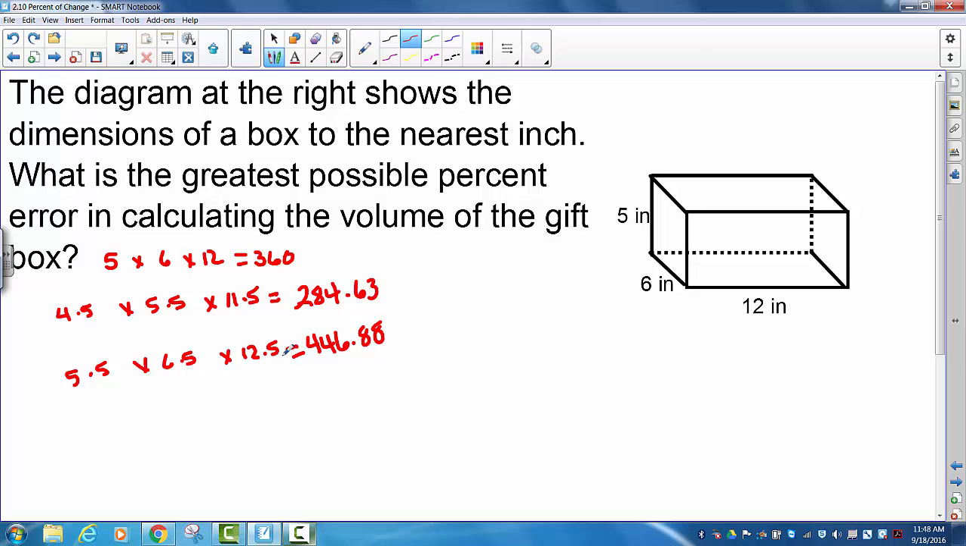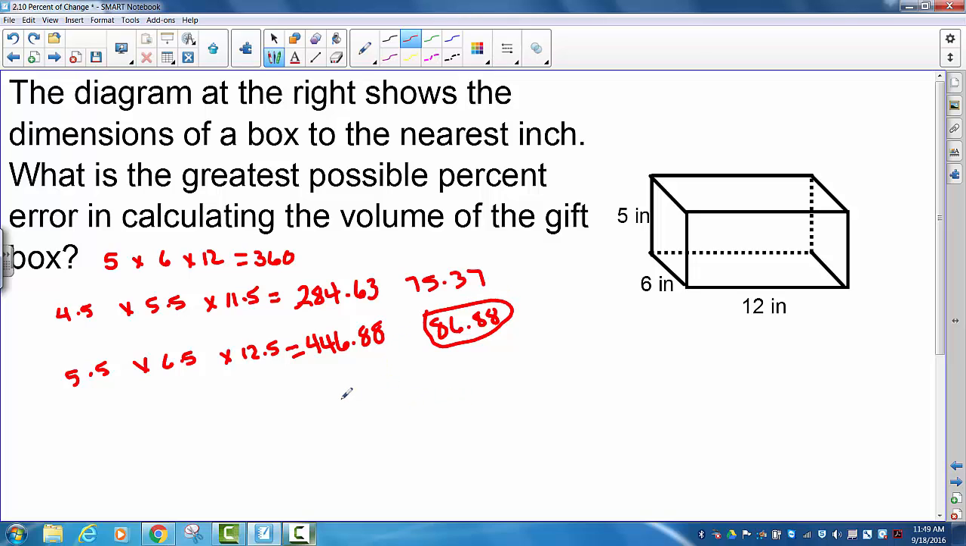Now to find the error, we go 360 minus 284.63, and we get 75.37. And we get 446.88 minus 360, and we get 86.88. Now what we are concerned with is the greatest possible percent error, so the only thing we are concerned about is the greater difference. So we are concerned with the 86.88.